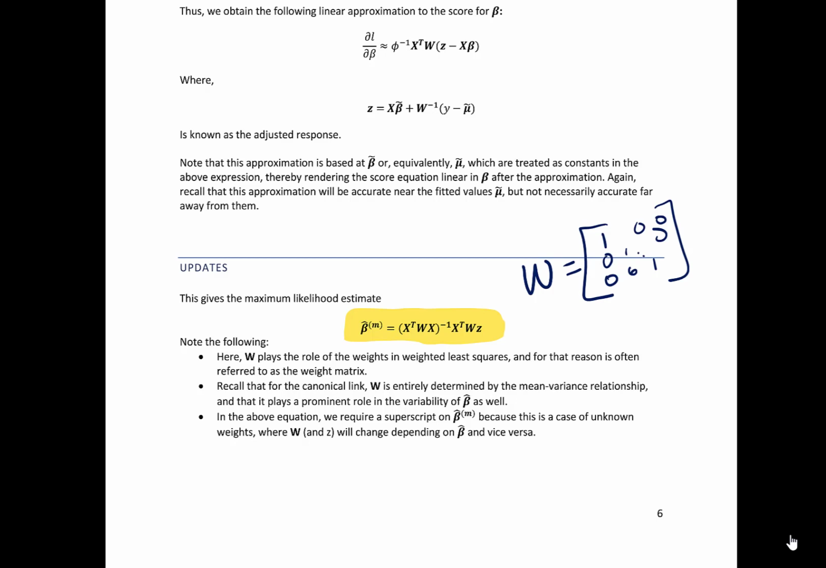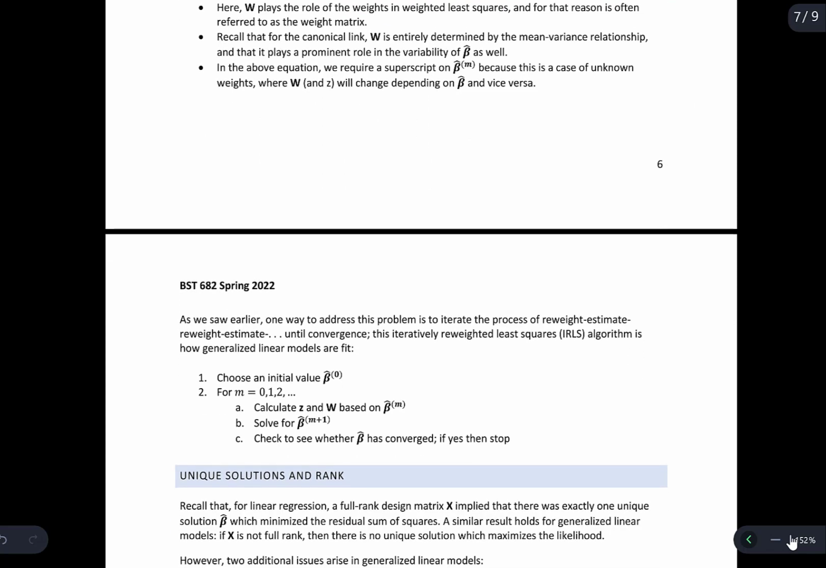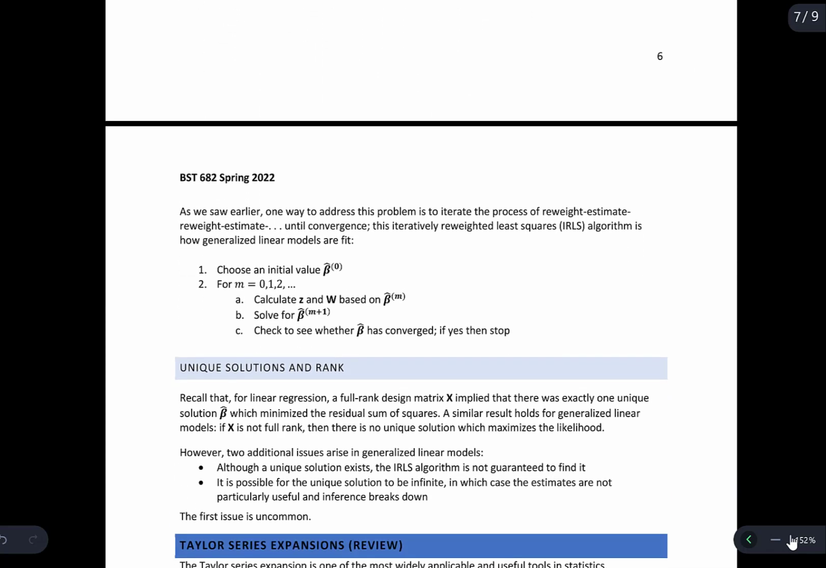And so here we require that superscript M because it's the case of unknown weights, where W and Z will change depending on beta hat and vice versa. As we saw earlier, one way to address this problem is to iterate the process of reweight and estimate until convergence. Just like when we saw the iteratively weighted least squares algorithm before, we have pretty much the exact same thing here.